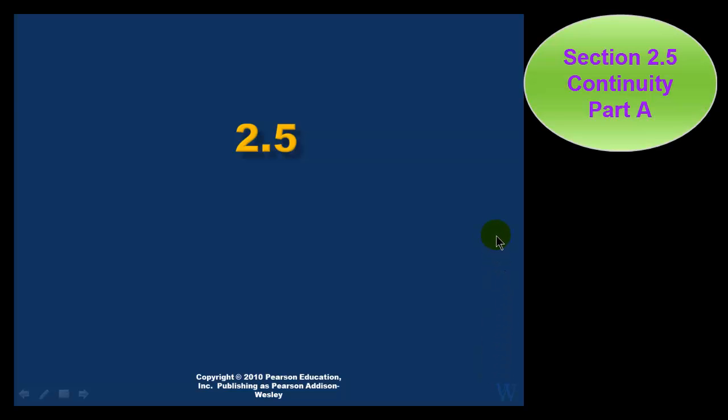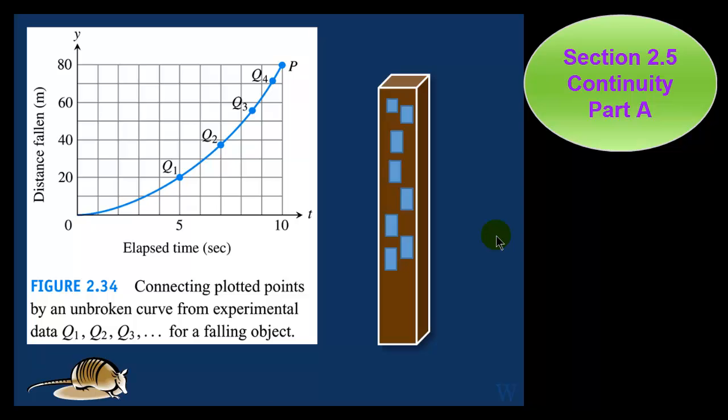Section 2.5 Continuity. When we plot function values generated in a laboratory or collected in the field, we often connect the plotted points with an unbroken curve to show what the function's values are likely to have been at the times that we did not measure. Let's look at the slide.